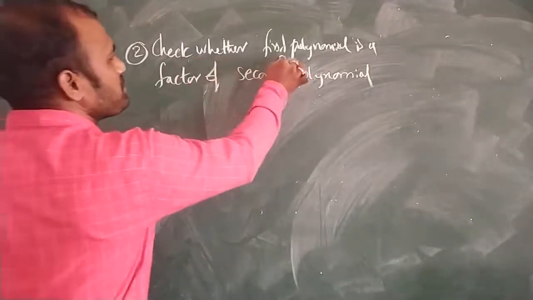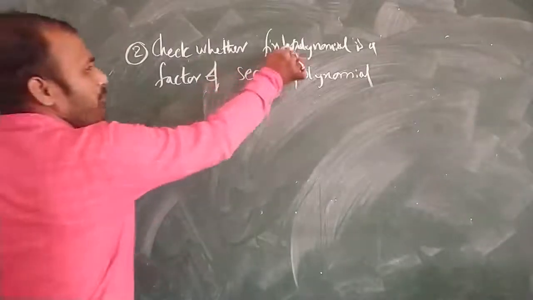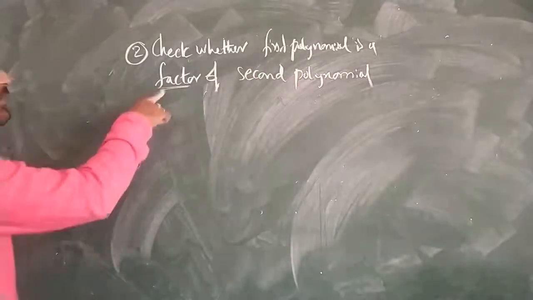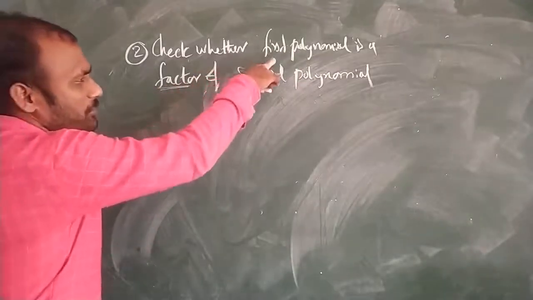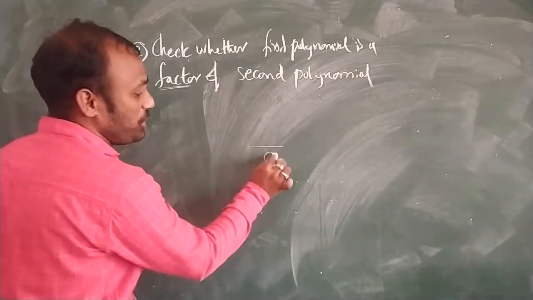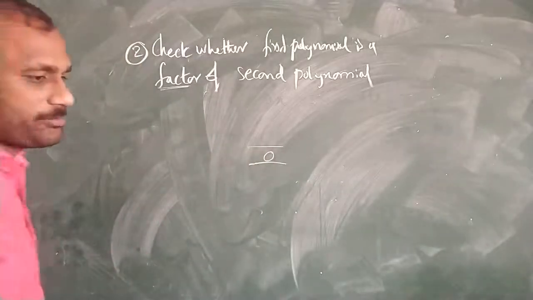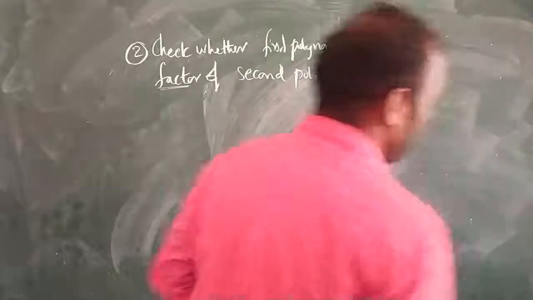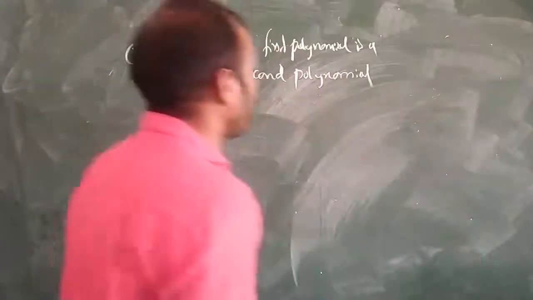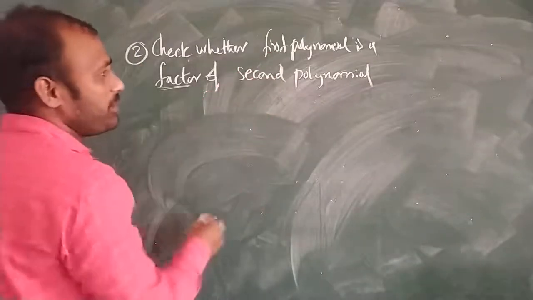Check whether the first polynomial is a factor of the second polynomial. Whenever two polynomials are given and we are asked to check the factor, what is the meaning of it? I will divide the second polynomial by the first polynomial. If I get the remainder as 0, I will call it a factor. Otherwise, I will not call it a factor. So the remainder should be 0. If I get the remainder as 0 while doing division, then the first polynomial is a factor of the second polynomial. Otherwise, it is not a factor.